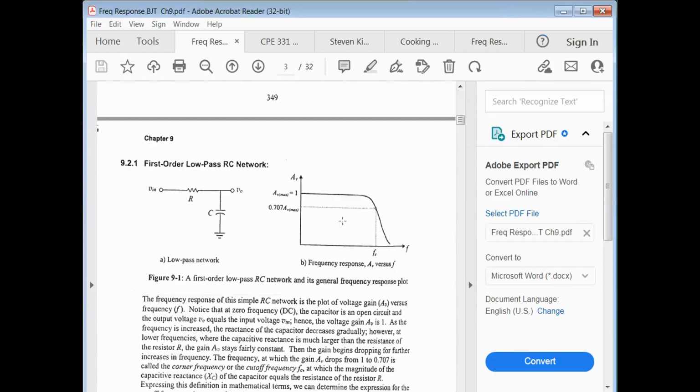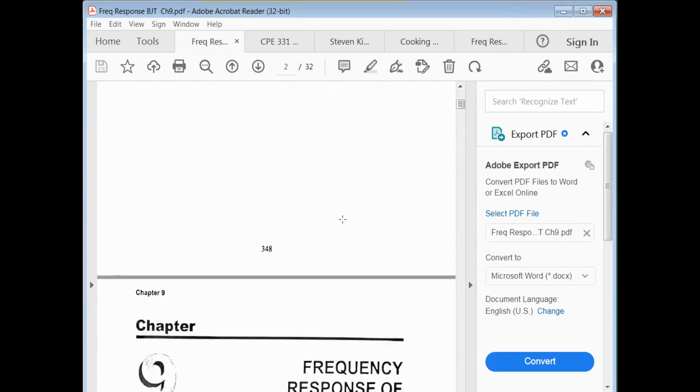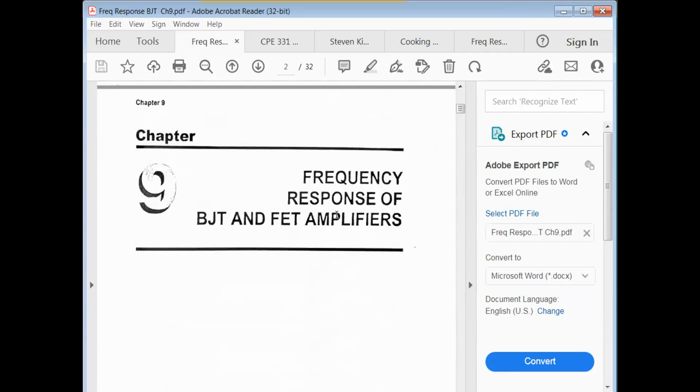Okay, so tonight we're going to hit chapter 9. We've done some of this. I'm going to finish up low frequency response. Then we're going to do the high frequency response analysis. And then we'll be done with bipolar transistors.